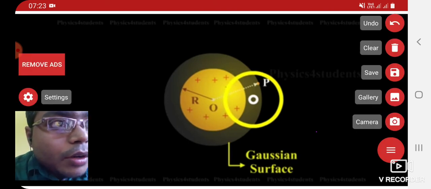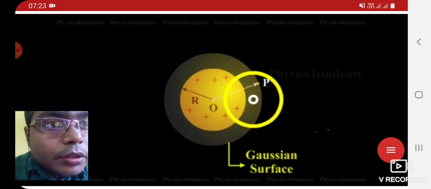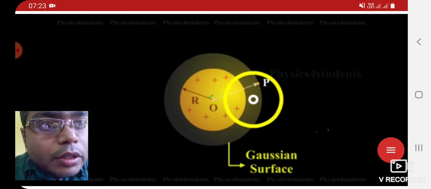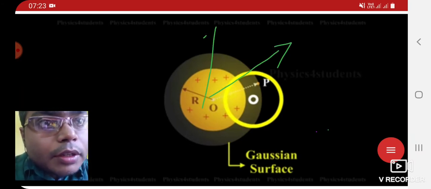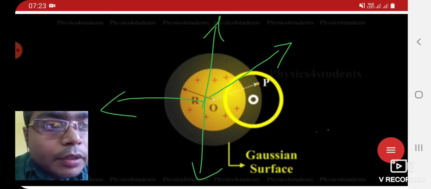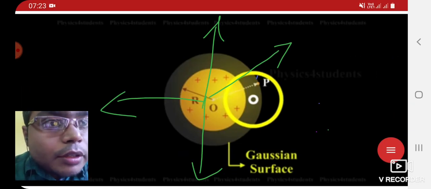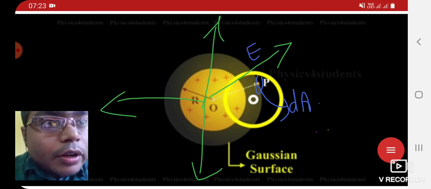Now can you tell me what is the direction of the electric field due to the charges? All the electric field will be directed like this, right? Radially outwards, since it is a positive charge. So let us take one small elemental area. Let us take this area, that is dA, right? And you can see the electric field vector, this one.